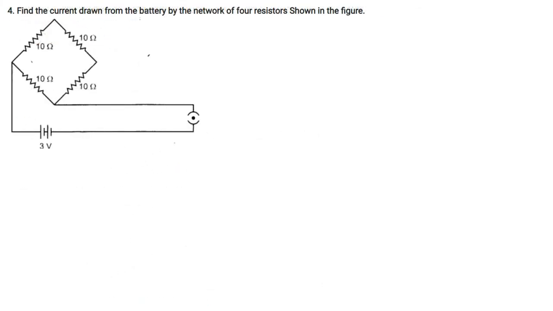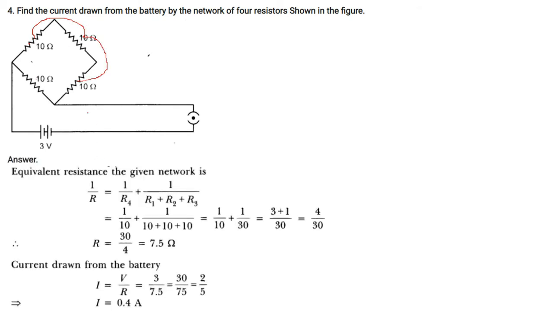Find the current drawn from the battery by the network of 4 resistors, which is shown here. So here we have 10, 10, 10, 10. Can you see the formation here? These three, 1, 2 and 3, are in series, and the resultant is in parallel with this one. So R1 plus R2 plus R3 is 10 plus 10 plus 10, that is 30, and this combined is in parallel with this 10. So 1 by 10 plus 1 by 30, because this is 1 by R, we have to take the reciprocal, and this becomes 7.5 ohm.